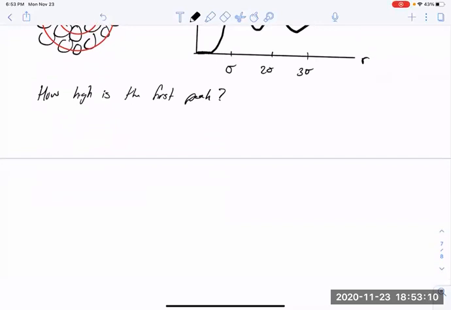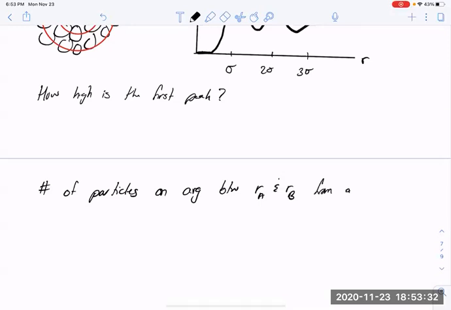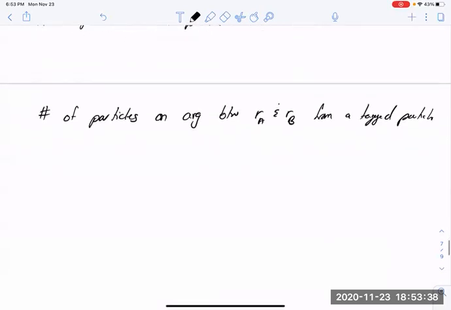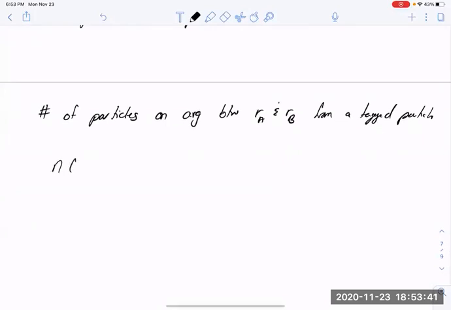Well, if I ask for the number of particles on average between two distances, say RA and RB, from a tagged particle, let's denote that number N between RA and RB. Let's do it as a function of some intermediate R.